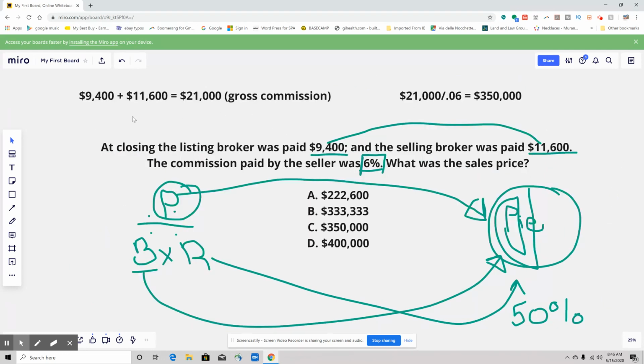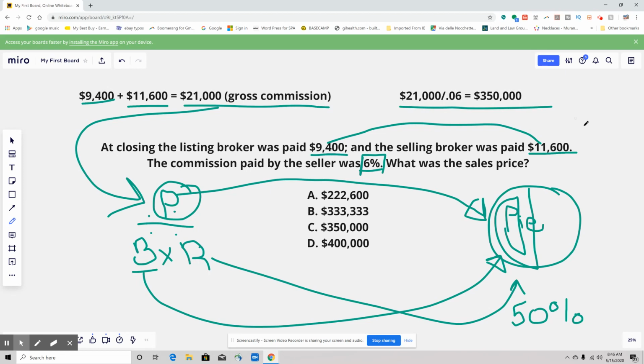I want to show you some of the math that I did here. 9,400 plus 11,600 gives you a 21,000 gross commission. That, in fact, is the part. We already know the rate, so we have to divide the part by the rate. So 21,000 divided by 6% would yield you an answer of $350,000. And that would be C.